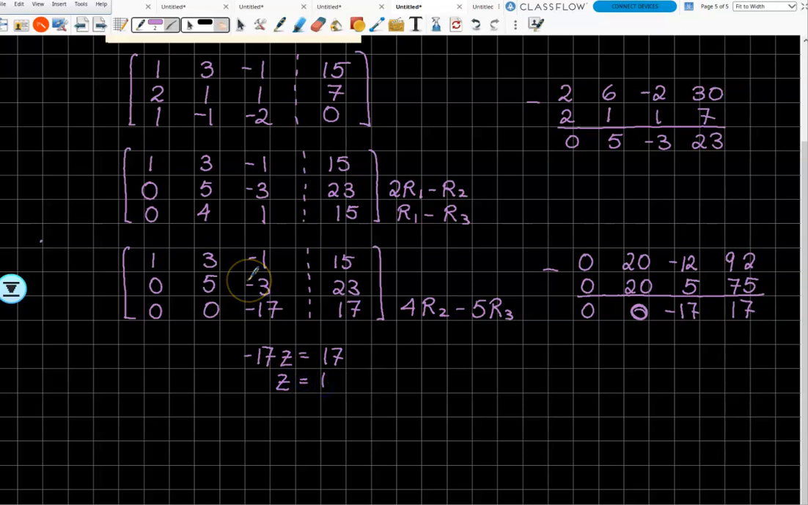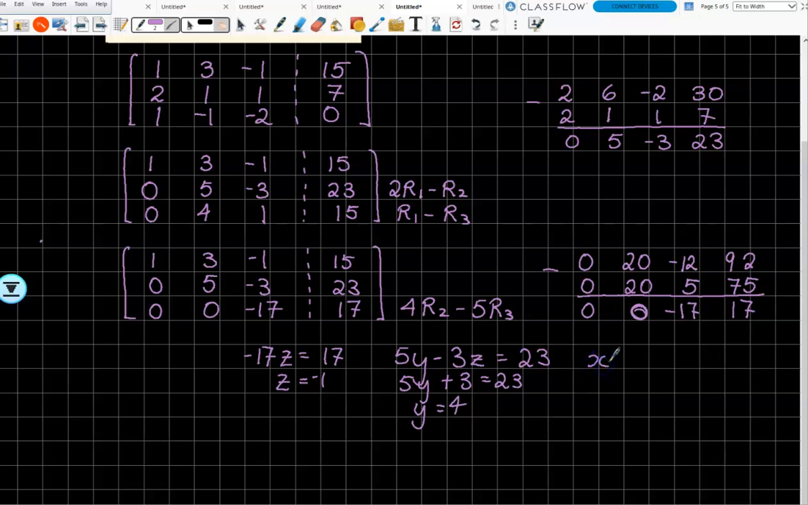Sub back in to get your Y value, so we've now got 5Y minus 1, just seeing if you were paying attention. Sure, it was a mistake. 5Y plus 3Z equals 23. I don't normally even bother writing that in. I just go straight into 5Y plus 3 equals 23. Get rid of the plus 3, take 3. That's 20 divided by 5 is 4. And then sub back into the very top one and you get your X.